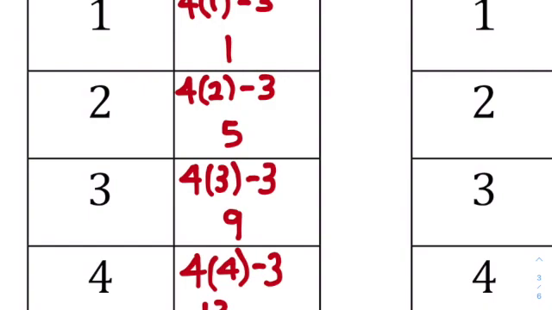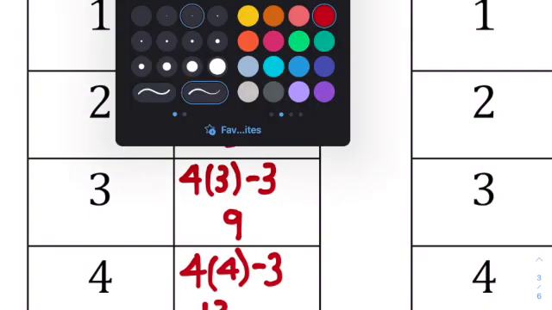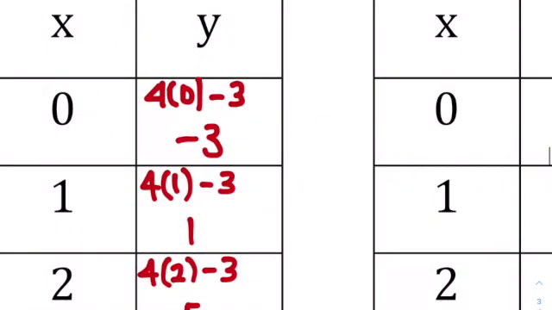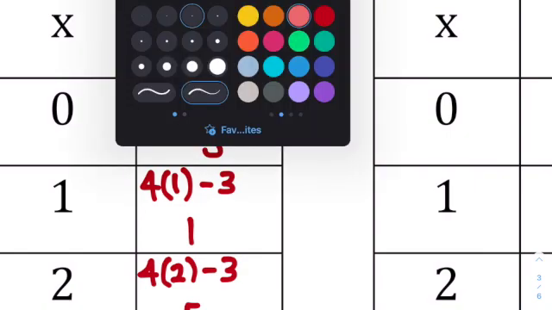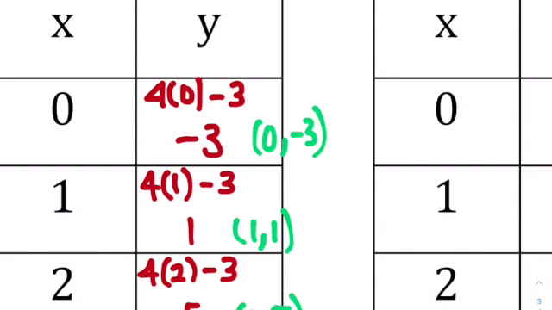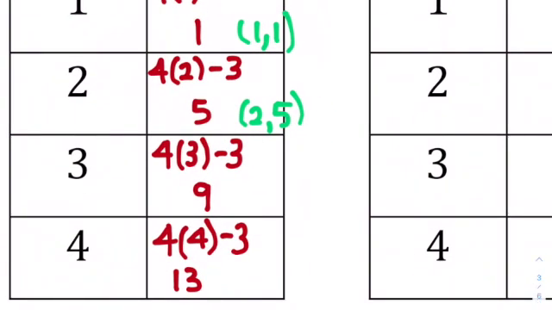Now, if you want to, you can write those as ordered pairs so you can recognize them a little bit easier. So written as ordered pairs, this is going to be 0, negative 3, and this is 1, comma 1, and that's 2, comma 5, and then 3, comma 9, and then 4, comma 13.